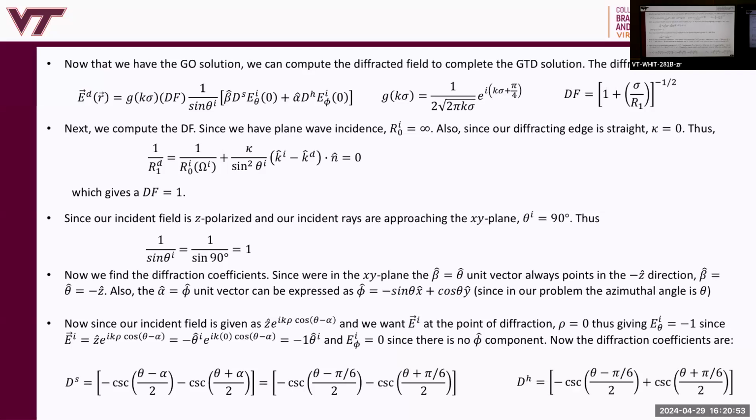All right, the diffraction coefficients we can find now. For the soft diffraction coefficient, we know alpha, theta is our observation point, and we just plug in pi over 6 here. And then the hard diffraction coefficient: the only difference between soft and hard diffraction coefficients is this sign in the middle. But since E phi incident is 0, this term is 0, so we're not even going to use the hard diffraction coefficient, which is the phi polarized diffraction coefficient.